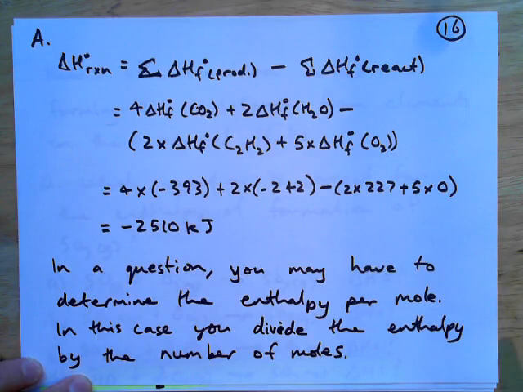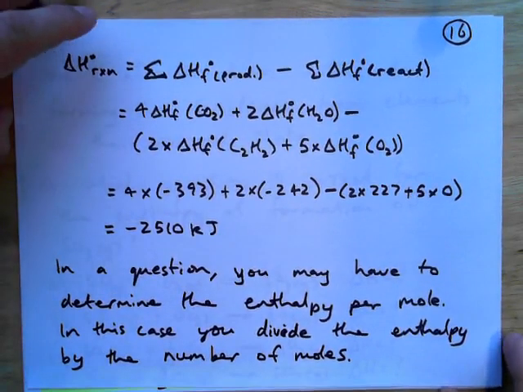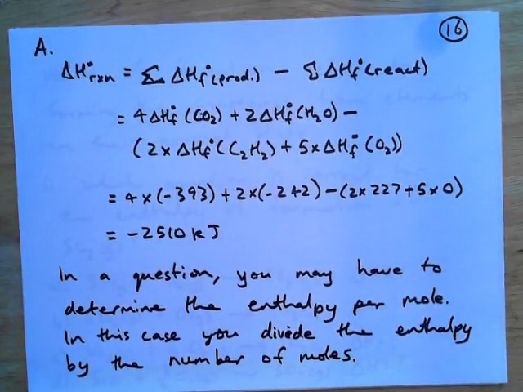So in a question, you may have to determine the enthalpy per mole, and in this case, you just divide the enthalpy by the number of moles. You can get a question where it says you have, say, 25 grams of acetylene, and a certain amount of heat released, and it'll ask what's the enthalpy per mole. So you have to work out how many moles 25 grams of acetylene is, just using number of moles equals mass over molar mass. Then when you have that number of moles, you look at the enthalpy that's being produced and you divide it by those moles, and then you have it on a per mole basis.